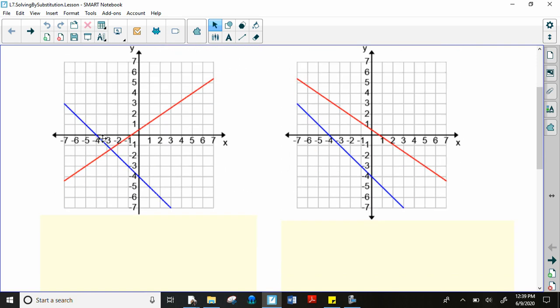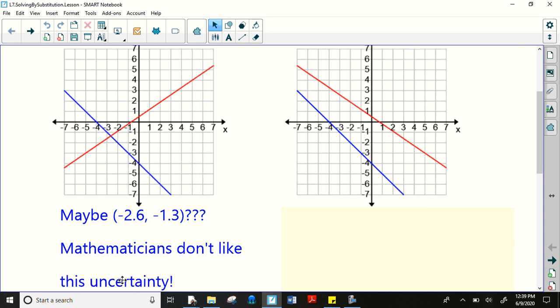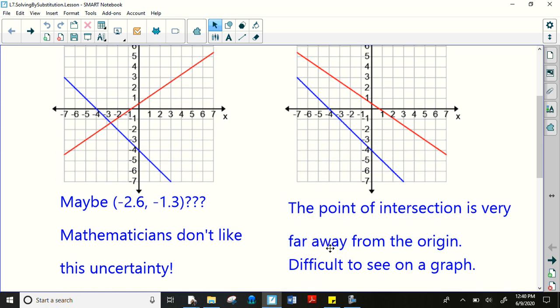So when we look at this one, we can kind of figure out that the point of intersection's at about negative, it's just after the 0.5, so negative 2.6, negative 1.3. Even though this isn't perfect, we've got a pretty good idea of what's happening. But it's a pretty good idea, and we don't want to go with that. We want precise answers. Now, with this situation, the point of intersection is far away, and we can't see it.